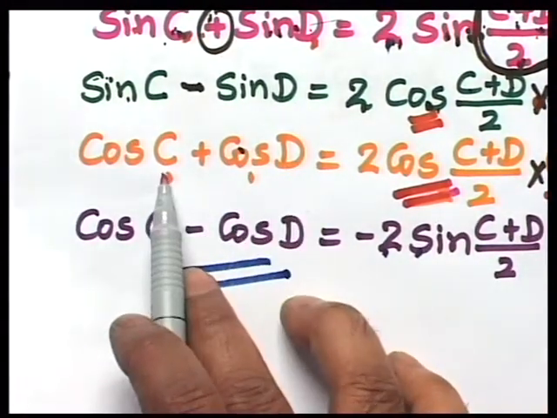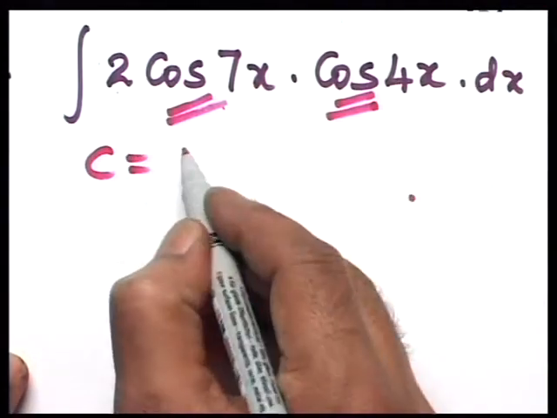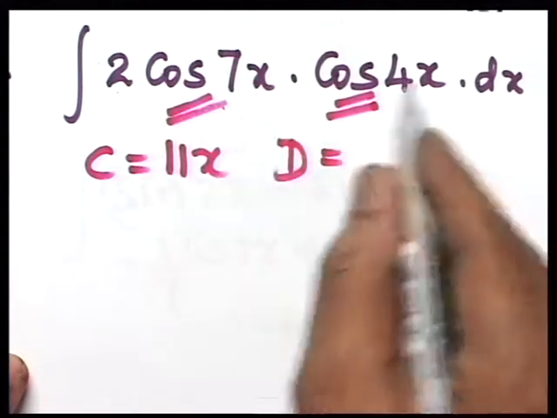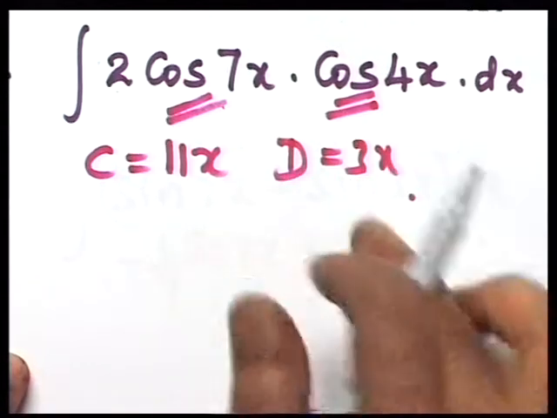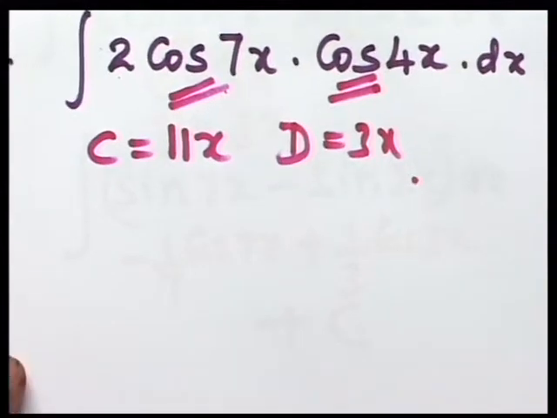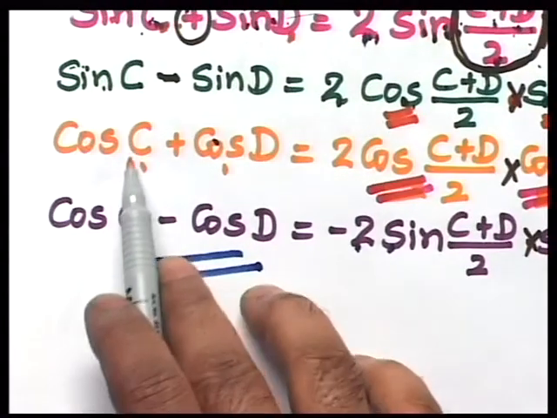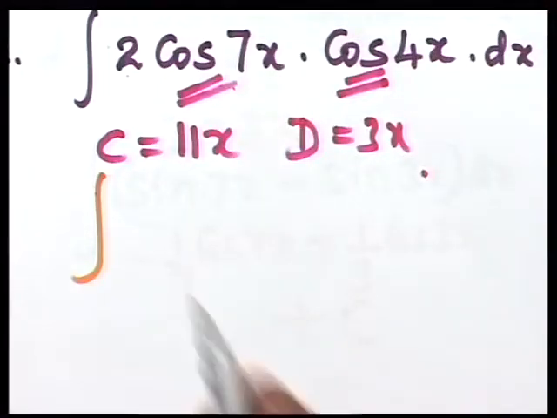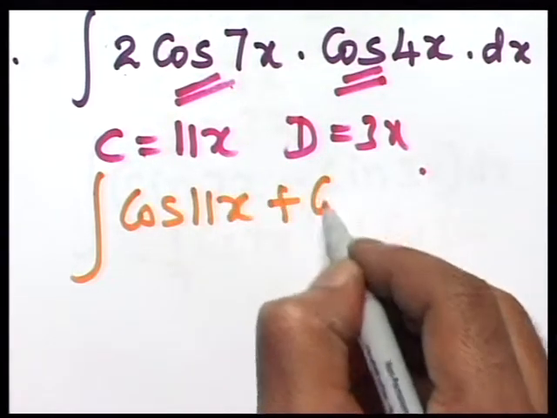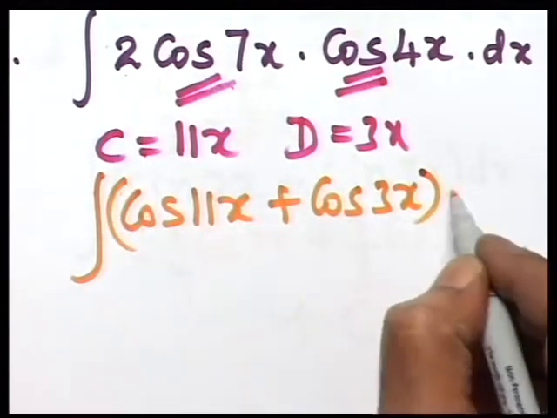We got to know what's c and d. c is equal to 7 plus 4, which is 11x. Add them, very easy. And d equals 7 minus 4, 3x. That's the shortcut, or if you just want to use the simultaneous equations, it still can be done. So the answer now is cos c plus cos d. So I will write cos c, which is 11x, plus cos d. Be careful about the signs there. Cos d is 3x. Bracket is closed, dx comes back.